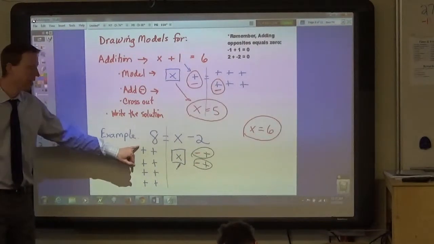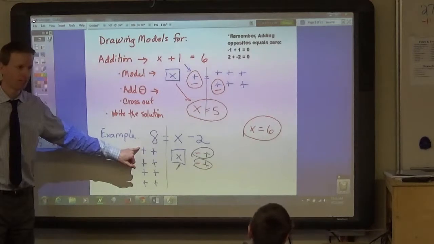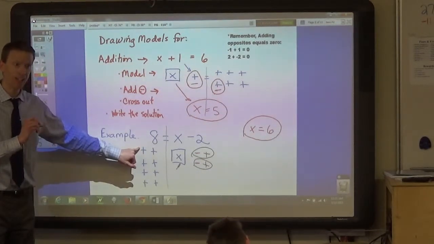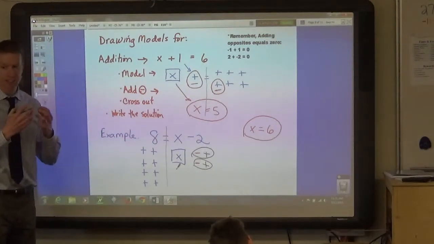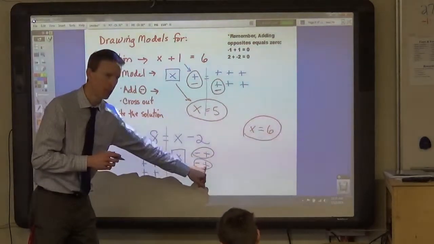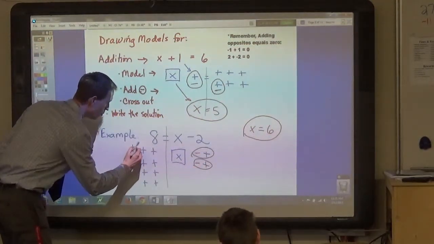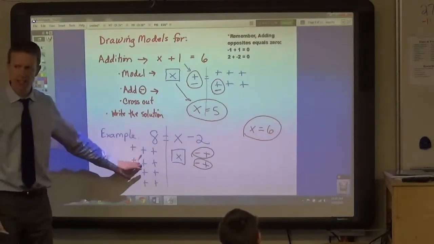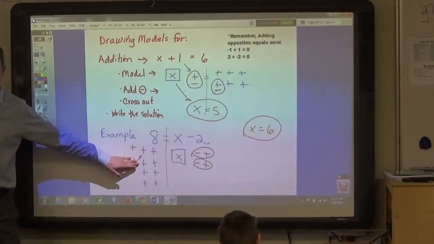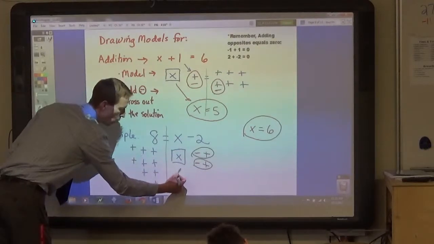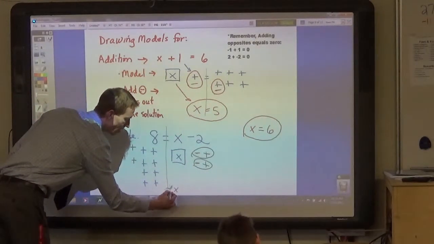Now, what do we need to add to the left side? Positive. 2 positives again. We have to add the same thing to both sides. We added 2 positives to the right side. We have to add 2 positives to the left side. Now, does that cancel anything out? No. What does it do in fact? It adds more. So this proves that x equals what? 10. Equals 10.